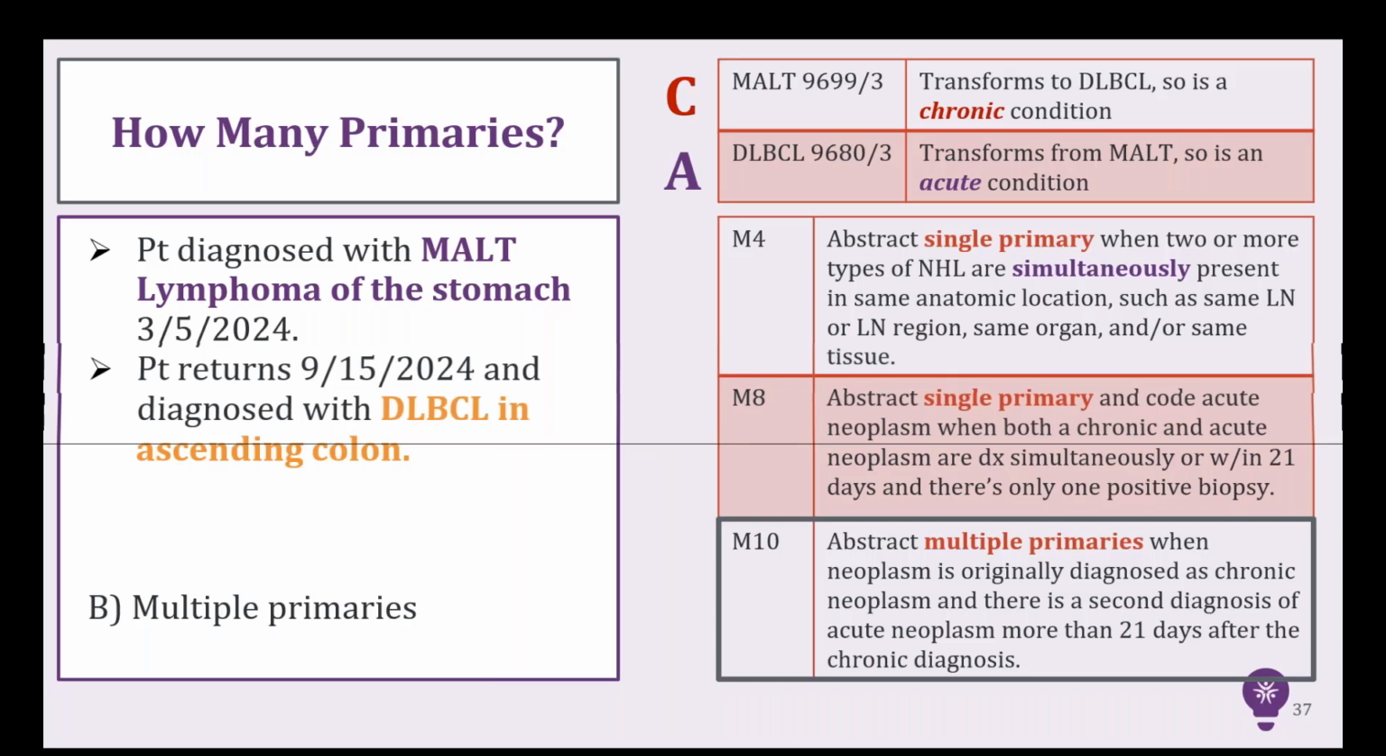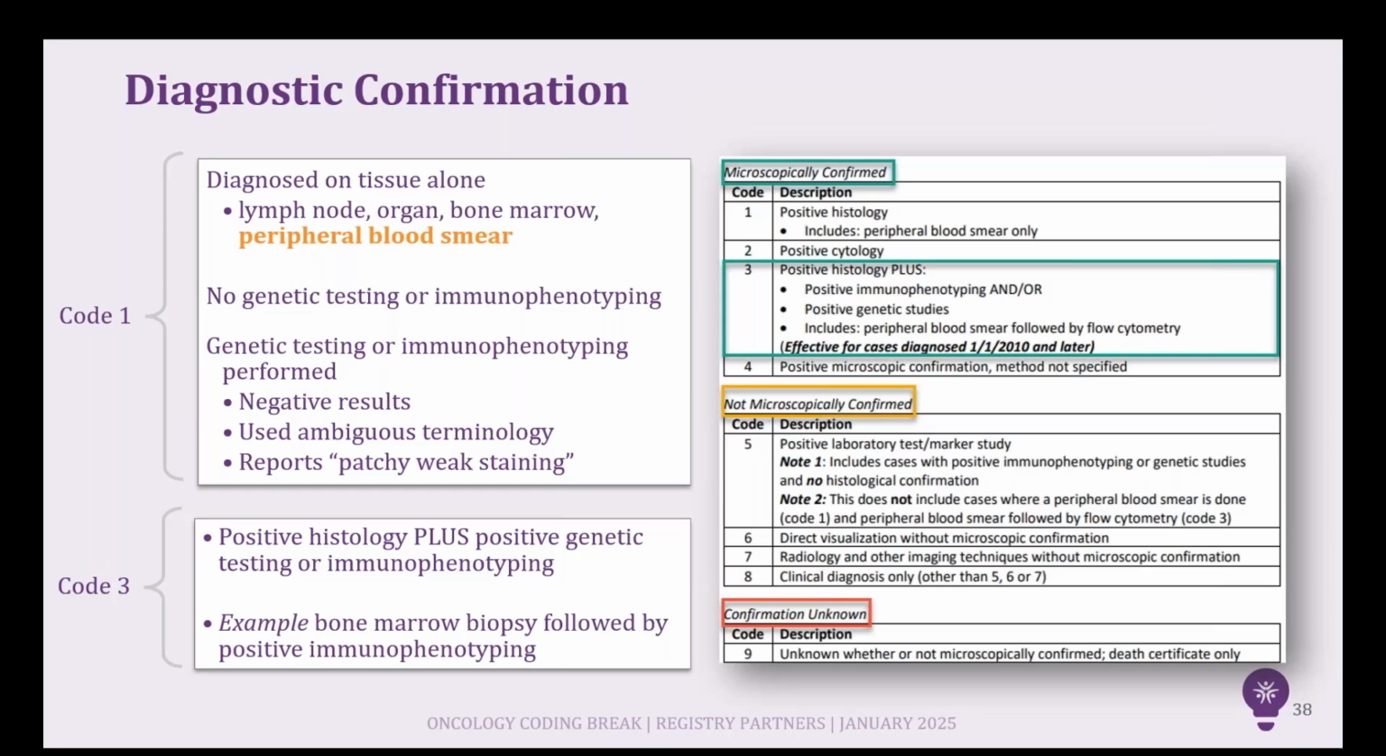Let's move on to diagnostic confirmation. So coding this can be tricky for lymphomas, especially when additional testing like genetic tests or immunophenotyping are involved. So let's walk through this. We're going to use code 1 when the diagnosis is confirmed based on tissue alone. And tissue could be a lymph node, it could be an organ, bone marrow, or even peripheral blood. So this means that the diagnosis was confirmed with the tissue sample without any additional genetic testing or immunophenotyping. Note that peripheral blood smear is coded as 1, even though it's not tissue. I know that can confuse people sometimes.